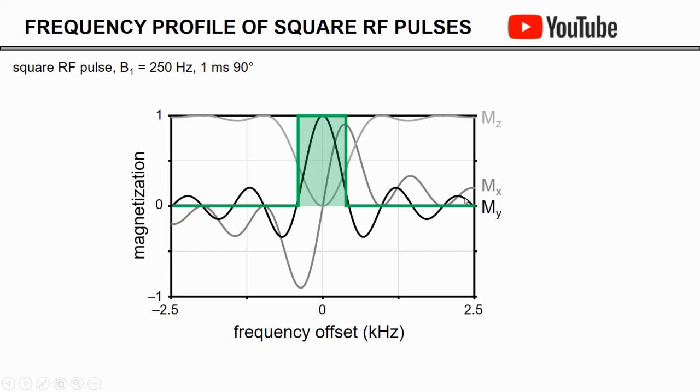And so for the remainder of today's video, we're going to talk about methods to design a frequency profile that looks like the green profile, a frequency-selective frequency profile. Now, one of the ways to design that is to use the Fourier transformation. If we look at a square RF pulse again, if we do a Fourier transformation of this time domain signal, we're getting a frequency domain signal that looks like a sinc function.